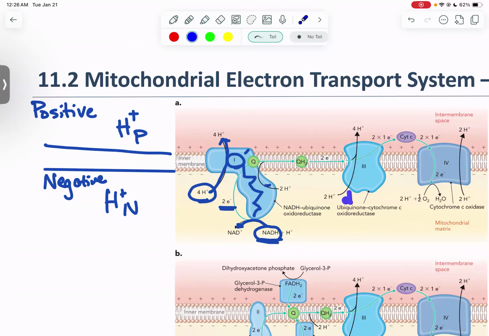So ubiquinone is where the electrons came from. Cytochrome C is where they're going to. So you actually see that they're starting to name these things pretty well. So then cytochrome C is actually going to have to make 2 trips. So that's why they call it 2 times 1x. It makes 2 trips. And it drops off those electrons at complex 4.